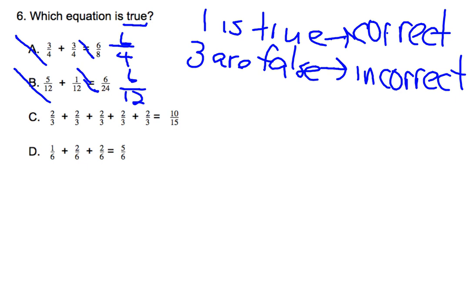Then I have 2/3 plus 2/3 plus 2/3 plus 2/3 plus 2/3. I do agree the numerator is 10. However, the denominator should not be 15. It should be 3 if it wanted to be true. So C is wrong. So obviously, by process of elimination, I know D is going to be the answer, but I want to make sure. So 1/6 plus 2/6 plus 2/6 is 5/6. Everything works out here. So my answer would be D.